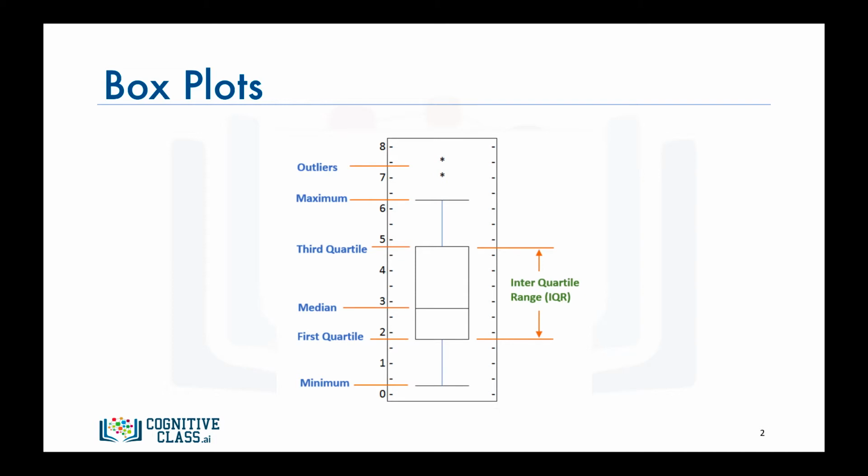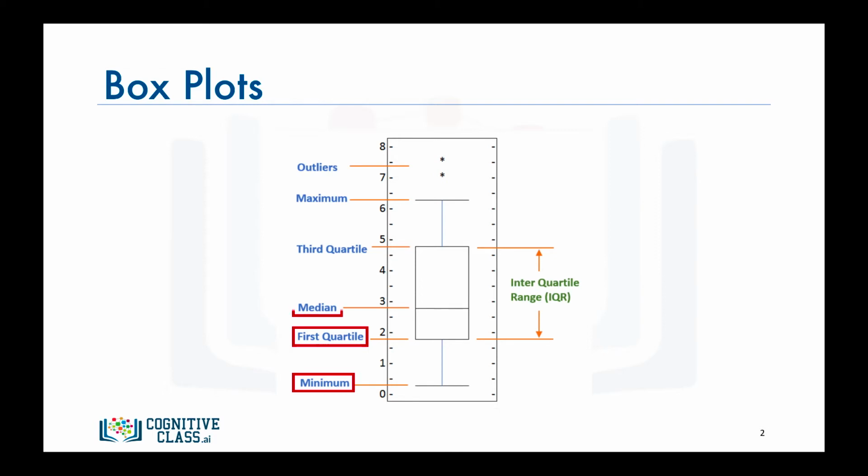The first dimension is minimum, which is the smallest number in the sorted data. The second dimension is first quartile, which is the point 25% of the way through the sorted data. In other words, a quarter of the data points are less than this value.